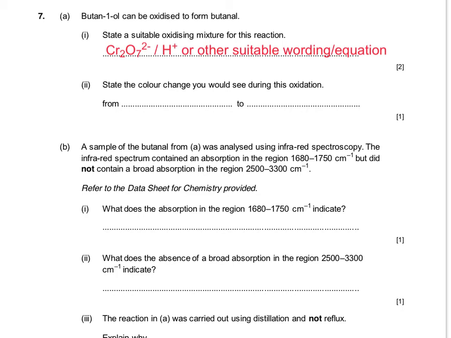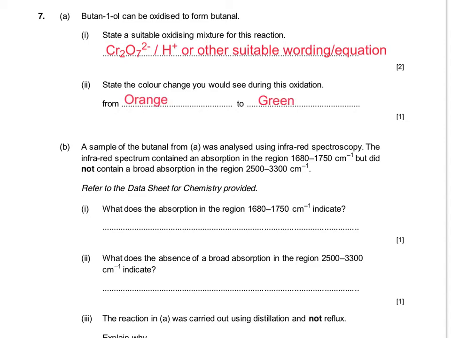So Cr2O7 2-, so you'd have to have some reference to dichromate and also some reference to acidification. You'll notice it's 2 marks, so 1 mark for each of those things. The colour change has to be quite specific. As you've seen in class, it's from orange to green. It's also in your textbook and on the clips you've watched to prepare for your teaching.